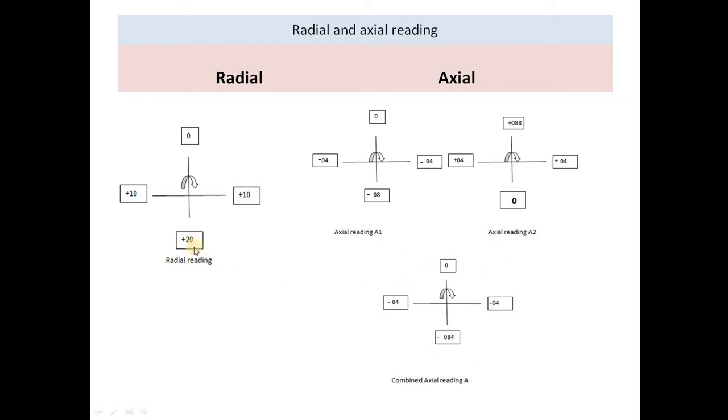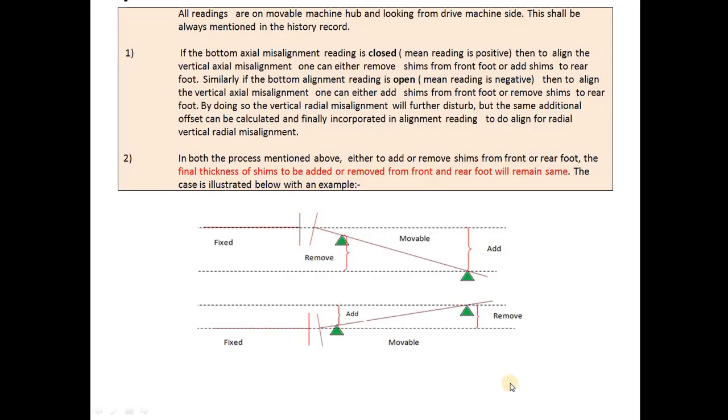If you see the radial reading, you will see the movable equipment is down by 20 divisions diametrically, radially it is 0.1, and similarly axially it is 0.084. Angular misalignment is there. Angular misalignment can be of 2 types. It can be closed at the bottom, or it can be open at the bottom.